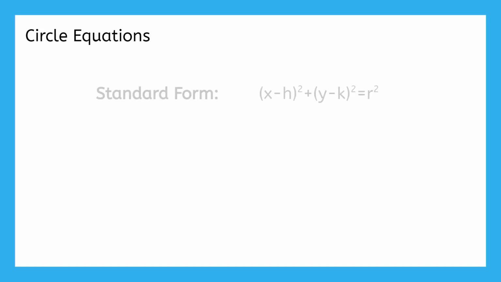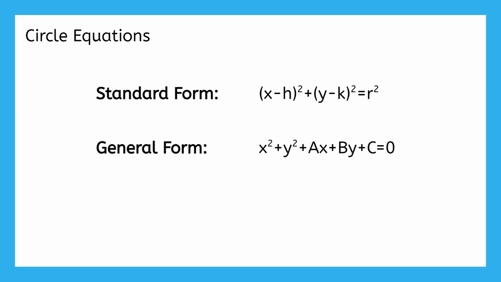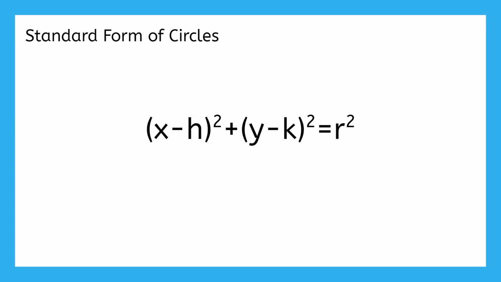There is standard form, which looks like this, and general form, which looks like this. In this lesson, as well as the next one, we're going to be talking about standard form. We'll talk about general form later on in this unit. So for now, let's just focus in on standard form. In this equation, x and y just represent the x and y coordinates of points in the coordinate plane. In standard form, these will stay x and y, and they won't be replaced.